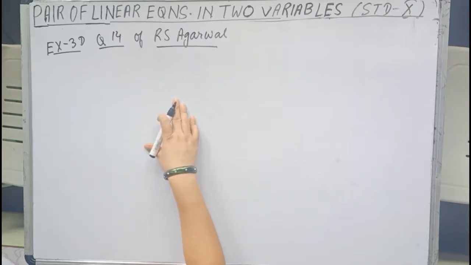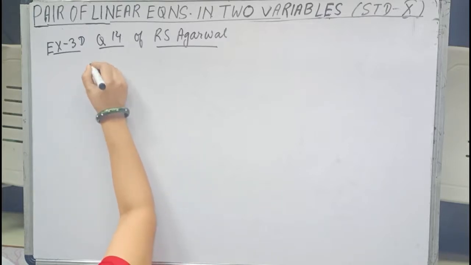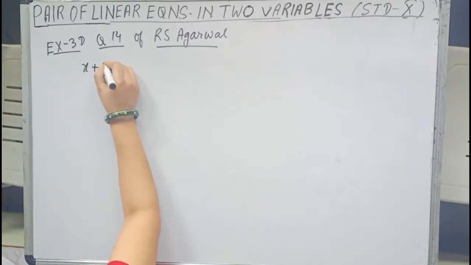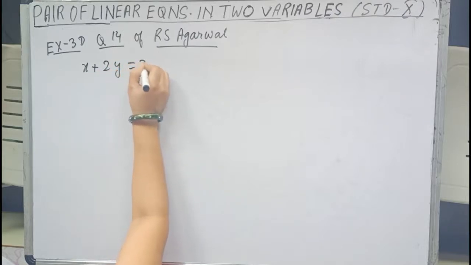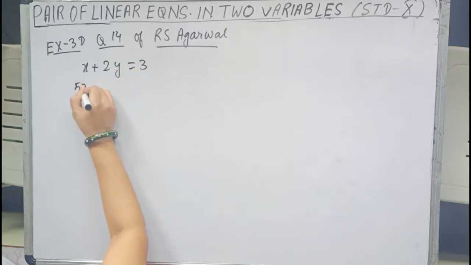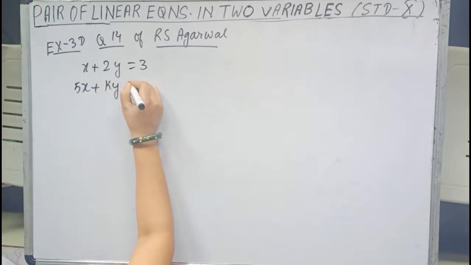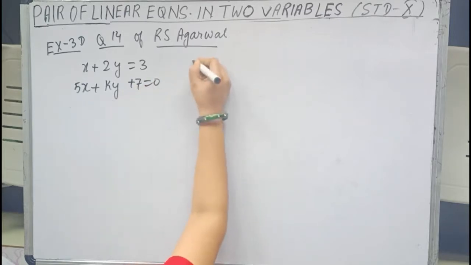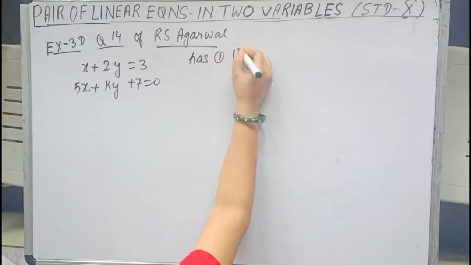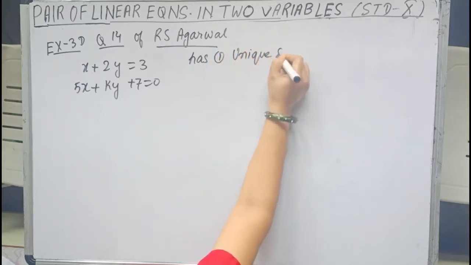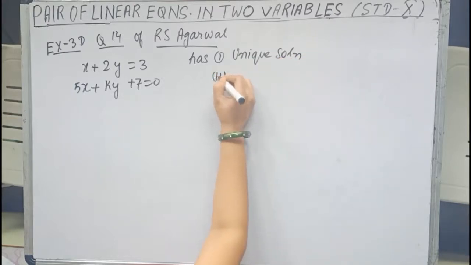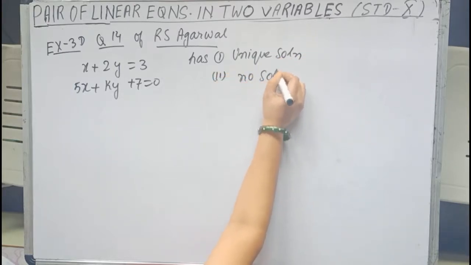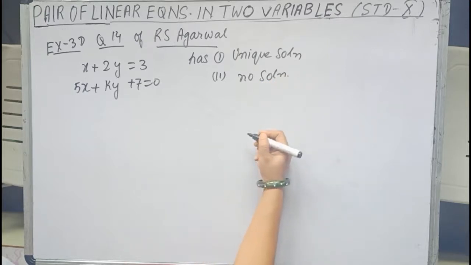The question is for what value of k the given system of equations, I am writing x plus 2y equals to 3 and 5x plus ky plus 7 equals to 0 has number 1 unique solution, number 2 no solution. Also show that there is no value of k for which the given system of equation has infinitely many solutions.